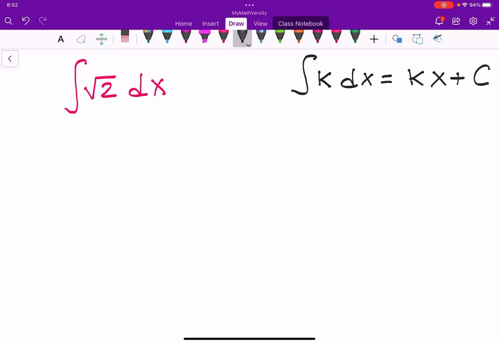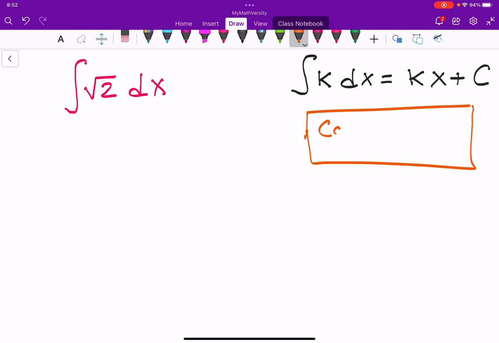This works because antiderivative is the reverse process of differentiation, right? If you differentiate k times x with respect to x, we exactly get k. So the antiderivative of k must be k times x. This is the constant rule we can use to find the antiderivative of any constant function, so we can write down the rule here.